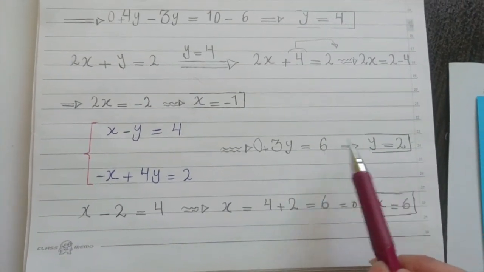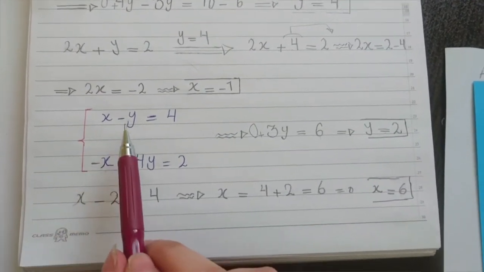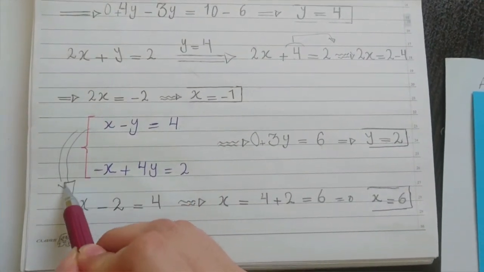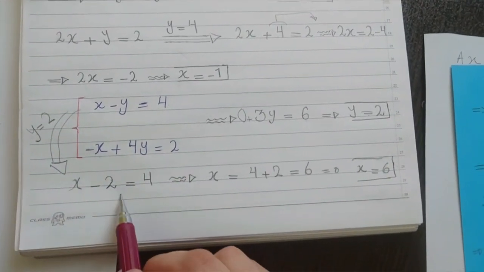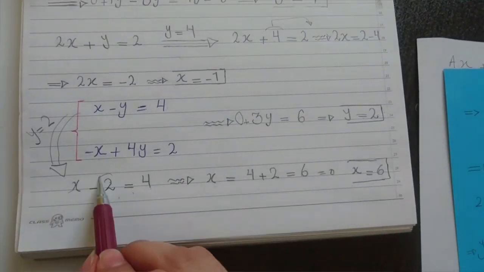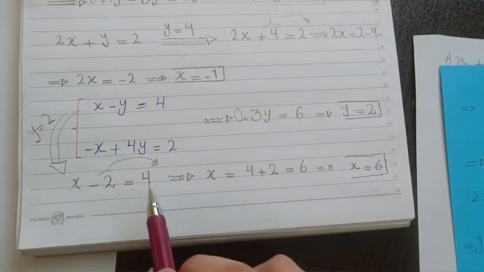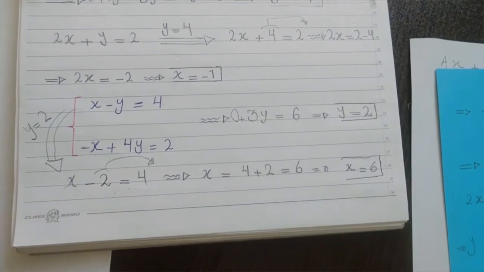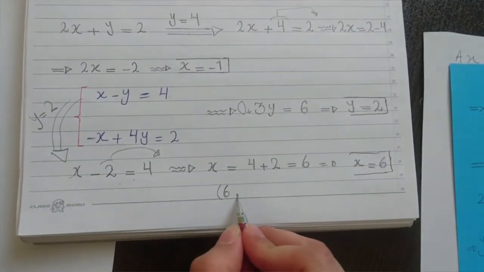So from here we have y equals 2, and from the equation x minus y equals 4, when y is equal to 2, we have x minus 2 equals 4. We move this to the other side of our equation, so we have x equals 4 plus 2, so x is equal to 6, and the answer to this system of equations is 6 and 2.